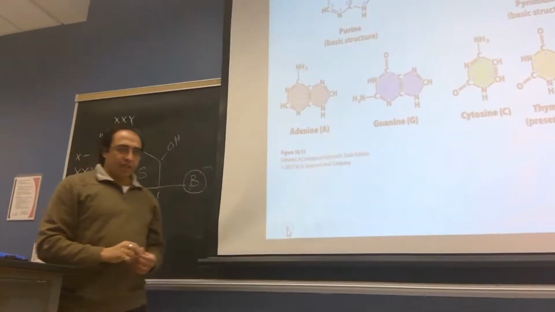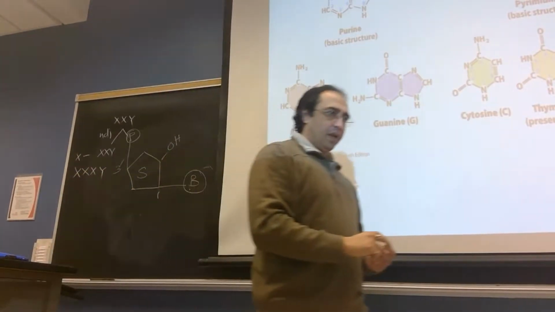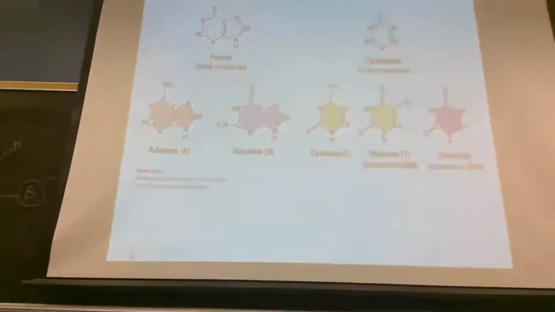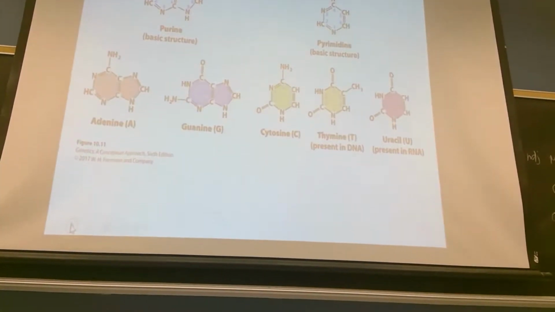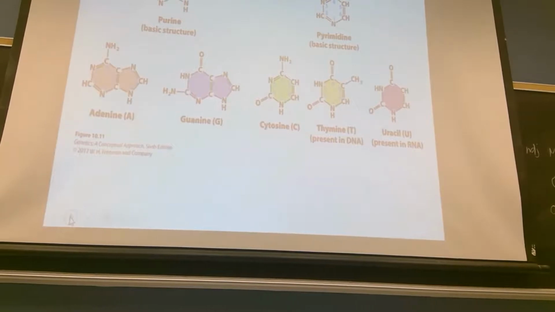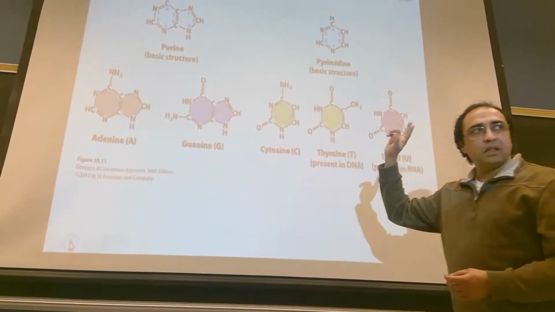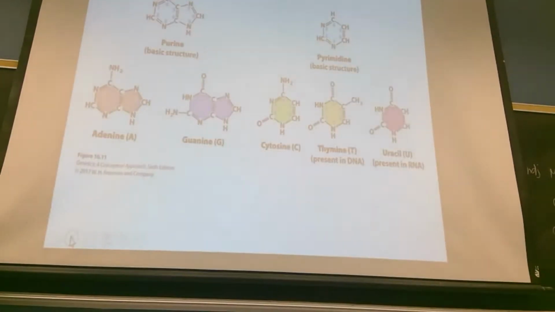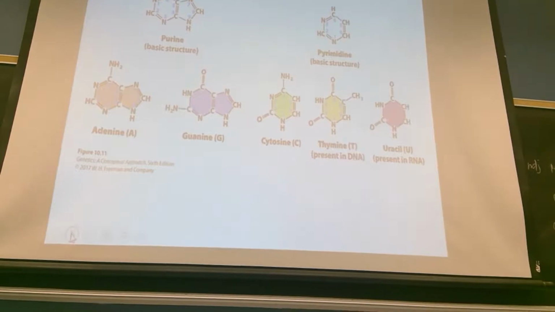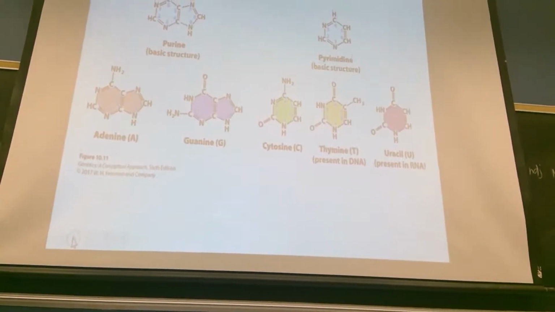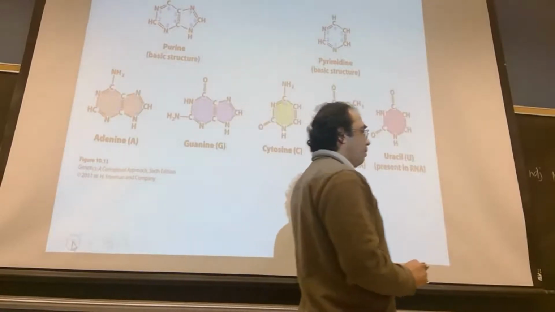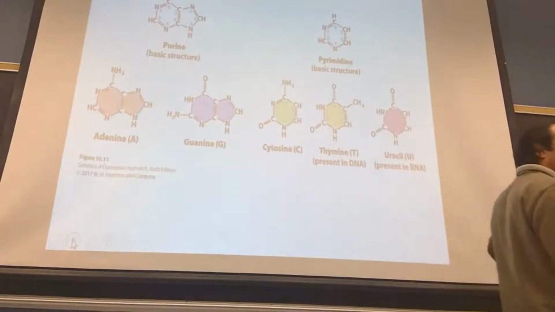Based on these structures, there are two types of nucleotides. One is called purine, one is called pyrimidine. Purines have two ring structures. There are only two purine nucleotides: one is called adenine, another is called guanine. Pyrimidines have three types: cytosine, thymine, and uracil.